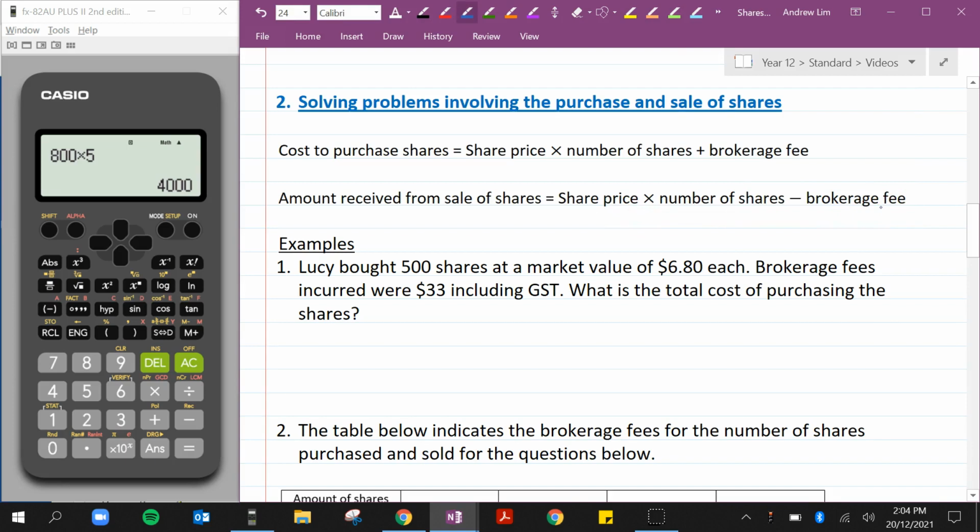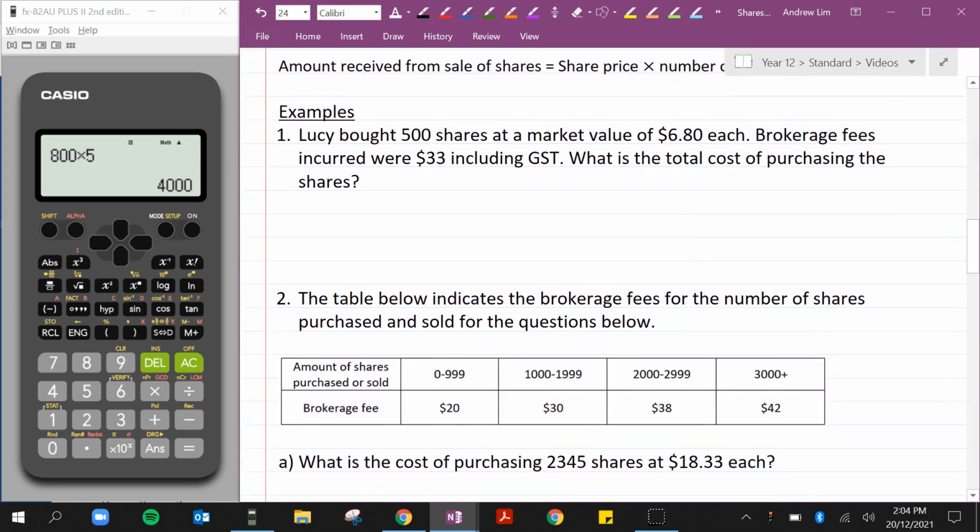So let's have a look at some examples. Lucy bought 500 shares at a market value of $6.80 each. Brokerage fees incurred were $33 including GST. What is the total cost of purchasing the shares?